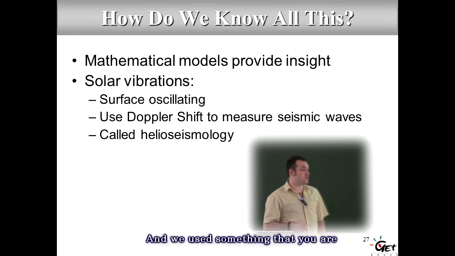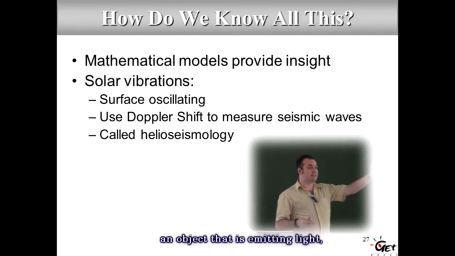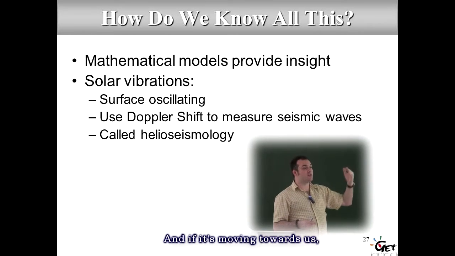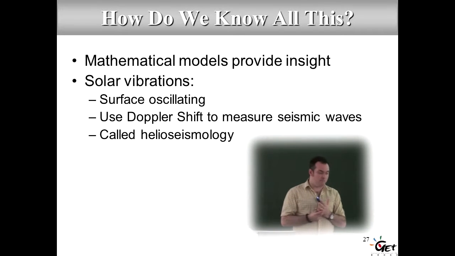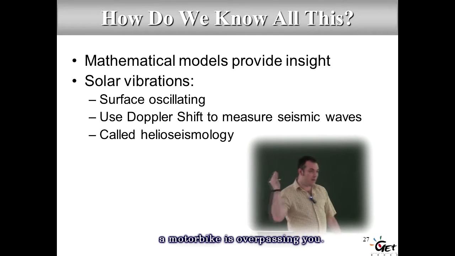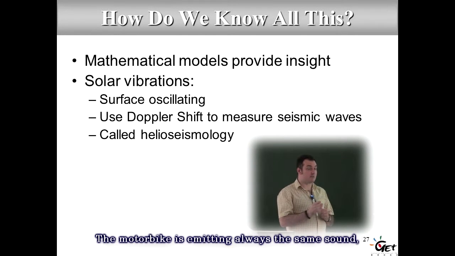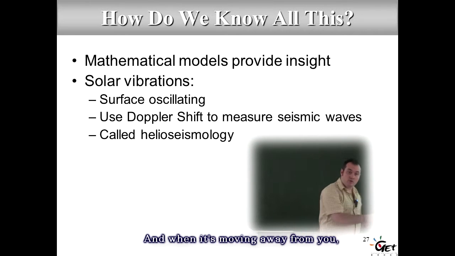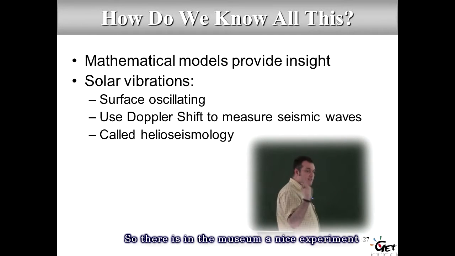And we use something that you are already familiar with, the Doppler shift. If you measure an object that is emitting light, if it's moving away from us, it will be redder, and if it's moving towards us, it will be bluer. Remember, we saw that in the second lecture. It's the same thing with sound. If you have a motorbike overtaking you while you're walking on the sidewalk, the motorbike is always emitting the same sound, but when it's behind you and moving towards you, the pitch is lower, and when it's moving away from you, the pitch is higher. There is a nice experiment with that in the museum, actually.